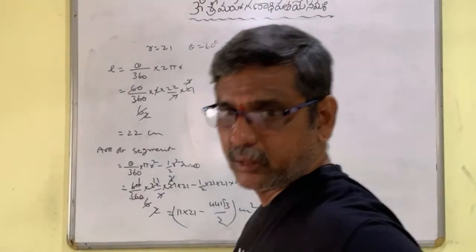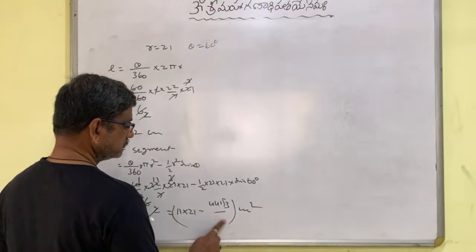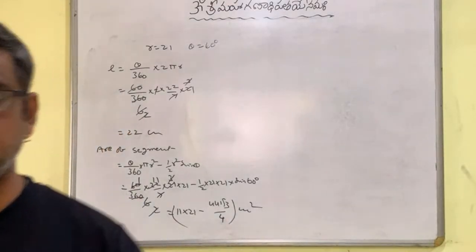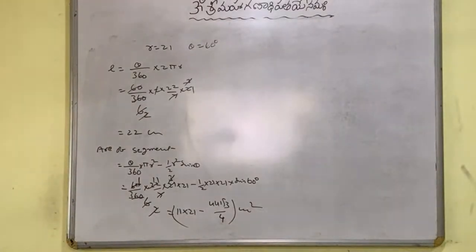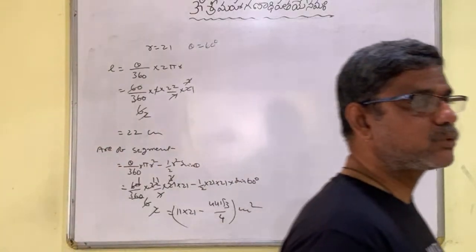Sorry, root 3 by 4, correct. Not root 3 by 2, it is root 3 by 4. Eleven into 21, it is 231.